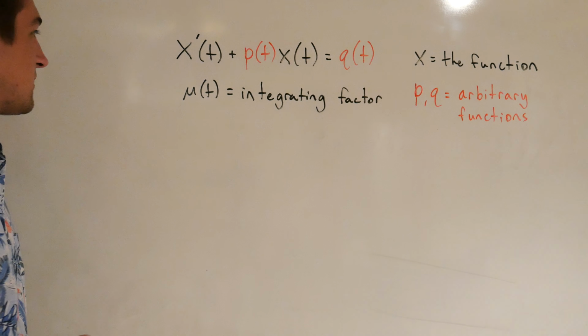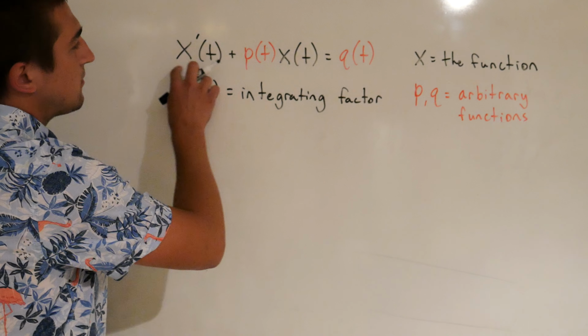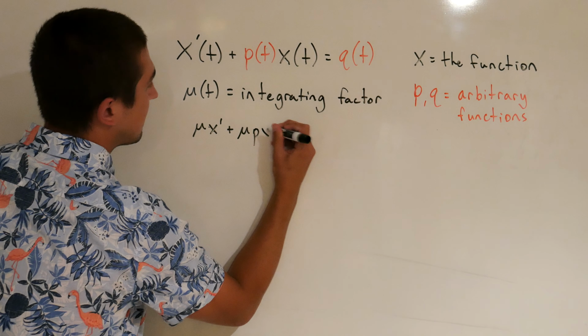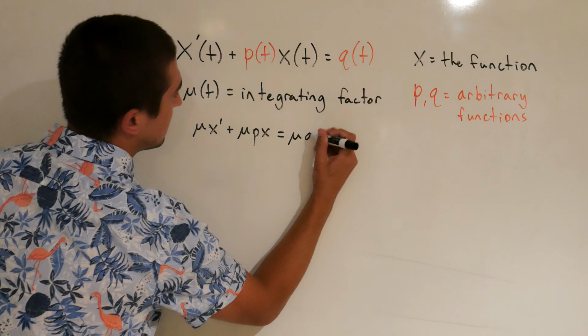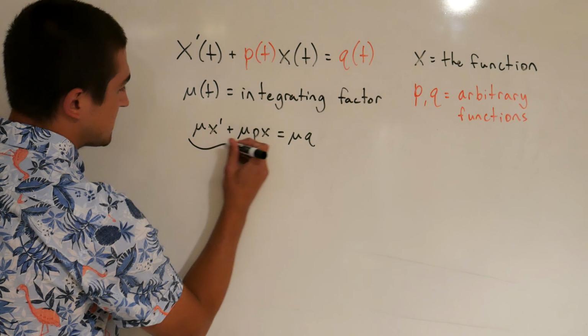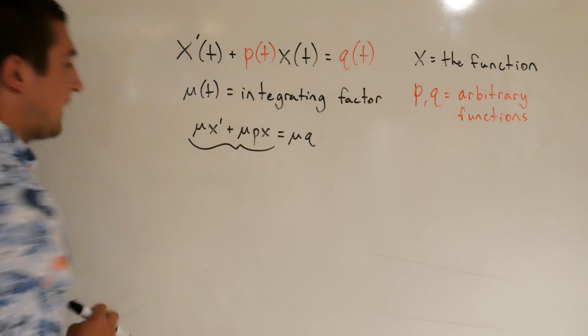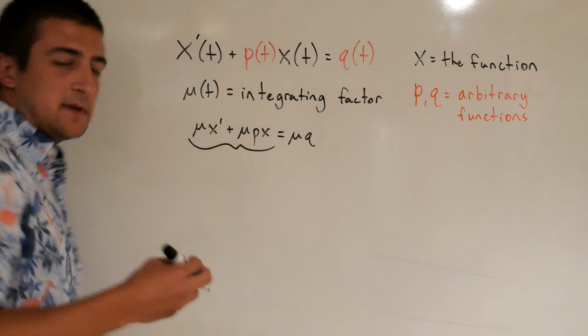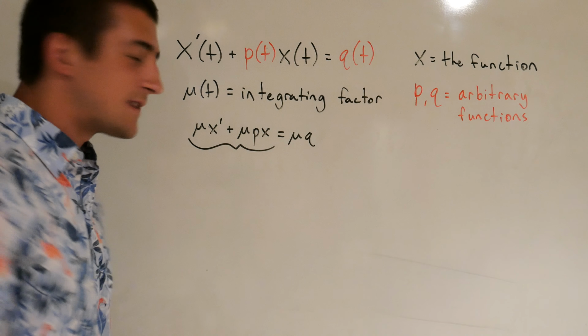Okay. So now for solving this, I'm just going to multiply mu by everything in this equation. So we have mu times x prime plus mu times p x is equal to mu times q. Now the relationship that we're looking for is on the left side of the equation. You might say, hey, this kind of looks like a derivative rule that we've used before, maybe the product rule. And you'd be right, that's a fair assumption.